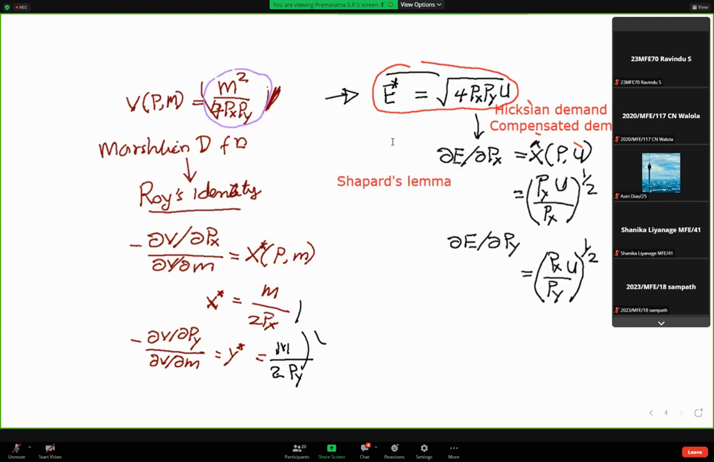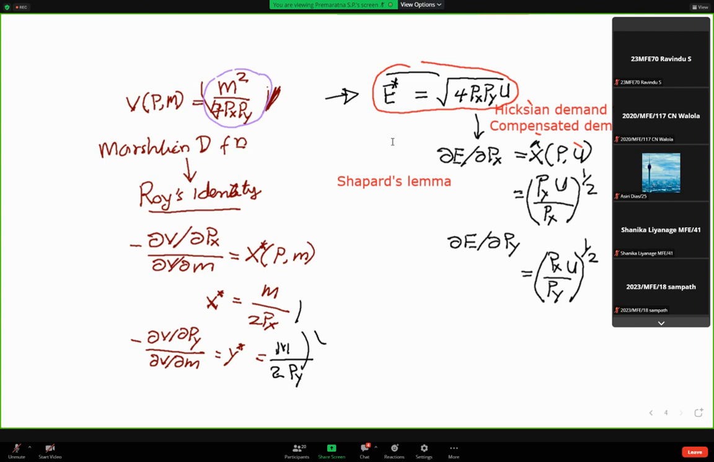In other words, Shephard's lemma. Shephard is the name of the mathematician, and in the mathematical exercise, if you differentiate the minimum value function with respect to its parameters, we call that Shephard's lemma. In economics, the theory of consumer behavior, the expenditure function is a minimum value function. If you differentiate it with respect to its parameter, that is Shephard's lemma, and we get the Hicksian demand function.